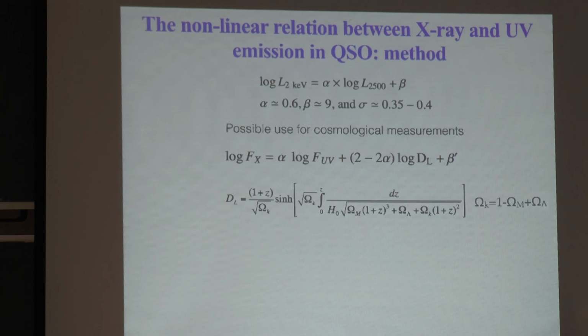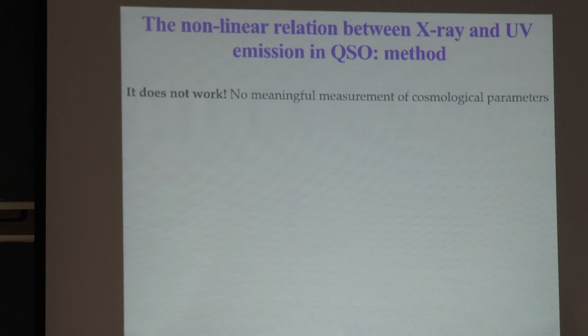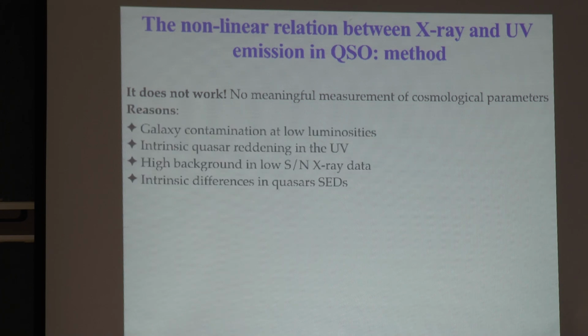What do I mean it doesn't work? Technically it works. But when you do the contour plots of omega m and omega lambda, you find simply that they cover all the parameter space. So they are unconstrained. The precision is not enough to get meaningful measurements. The reason is that the dispersion of this correlation is too high.